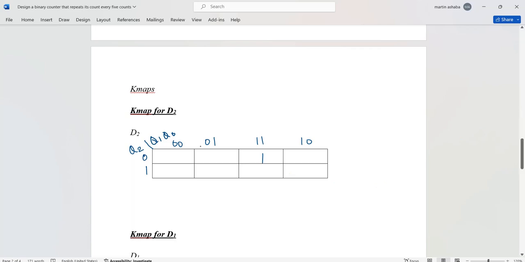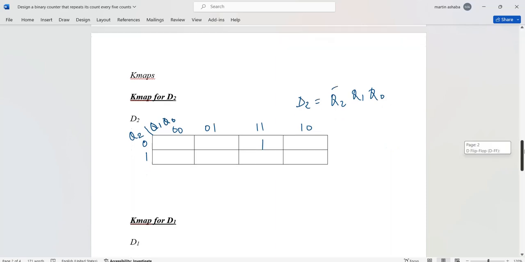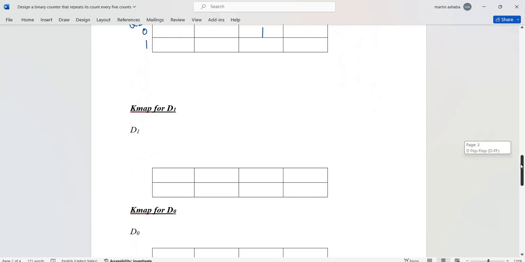So what would be now the value of D2? D2 will therefore equal to Q2 inverse, Q1, Q0. So that is the value that we are going to input at D2. Then we go to the K-map for D1. Also, we have Q2 as the most significant bit, then we have Q1, Q0. We have 0, 0, 0, 1, 1, 1, 1, 0, 0, 1.